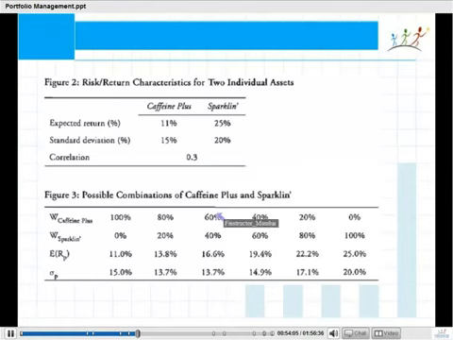Compute the expected return and expected risk of a portfolio that consists of 60% of Caffeine Plus and 40% of Sparkling. So a portfolio consists of 60% of Caffeine Plus and 40% of Sparkling. Compute the expected return and the expected risk of the portfolio.